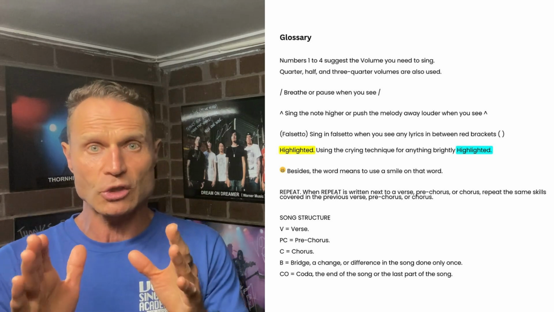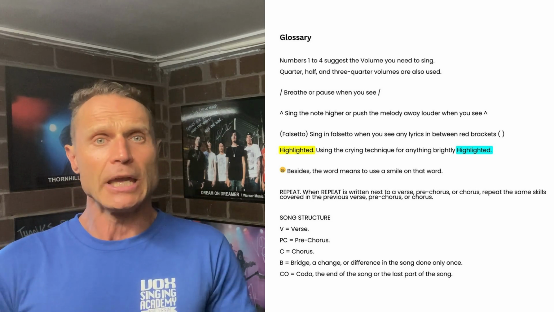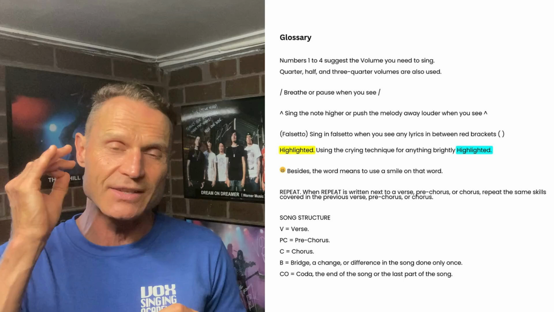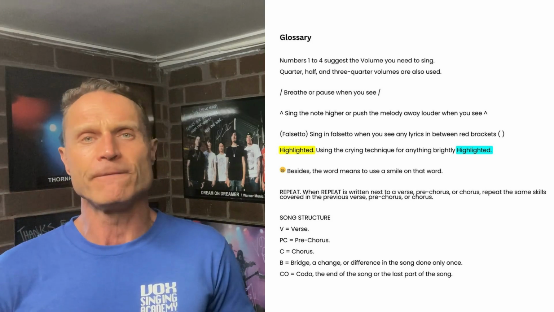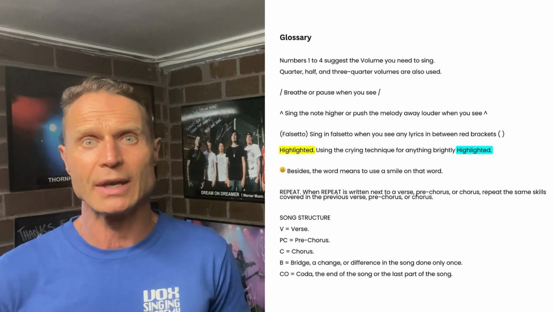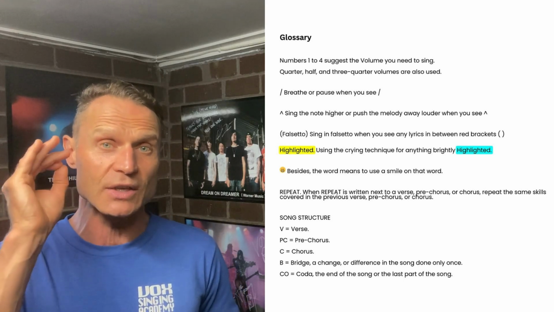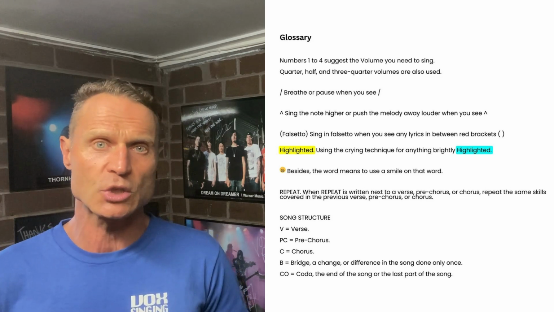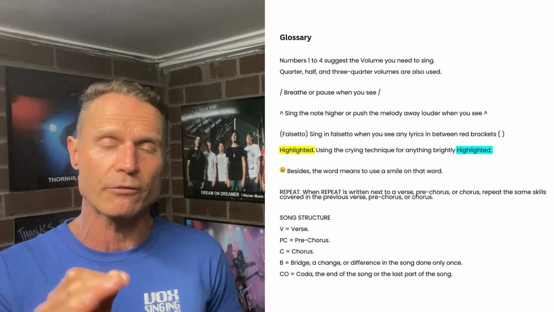Now, song structure, so that you know where we are. If you see V next to a line, that's meaning that it is the start of the verse. If you are seeing PC written next to a line, that is meaning that we are starting the pre-chorus. If you are seeing C written next to a line, that means we are at the start of the chorus.